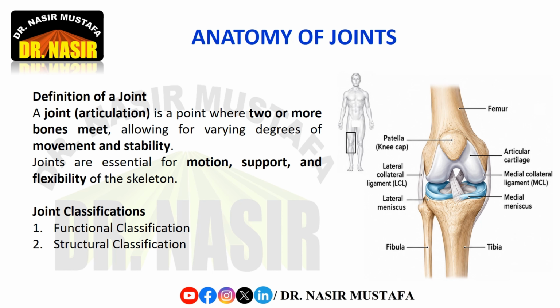A joint is a point where two or more bones meet, allowing for movement, support, and stability of the skeleton. Joints are essential because they enable us to perform everyday movements like walking, bending, and turning, while also maintaining the structural integrity of our body. Joints are classified in two main ways. Functional classification, based on how much movement the joint allows. Structural classification, based on the type of connective tissue that joins the bones together.